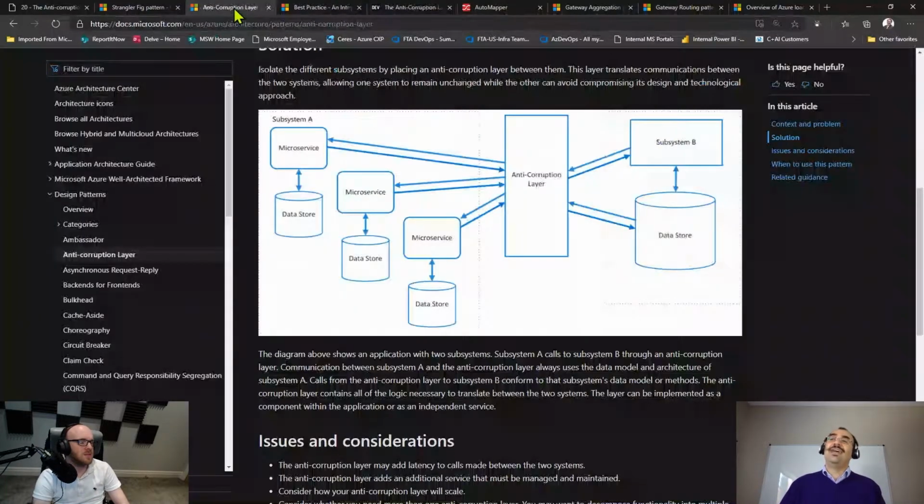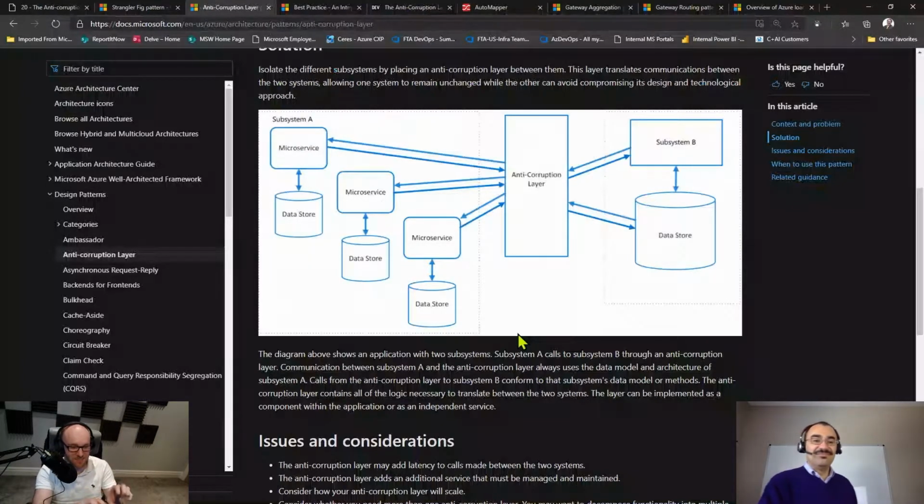Gotcha. So the anti-corruption layer supports much more than just a design. To your point, Azure API Management, to be specific, has policies built in to support probably, I would say, 99% of use cases. Indeed. Give or take.